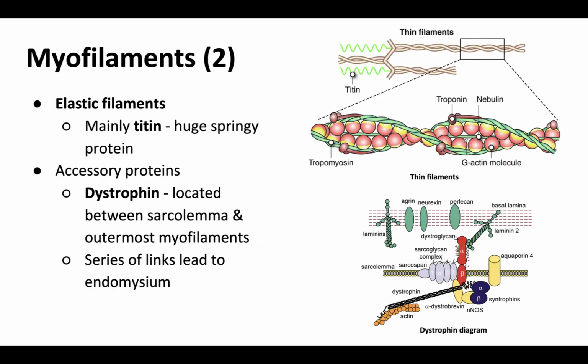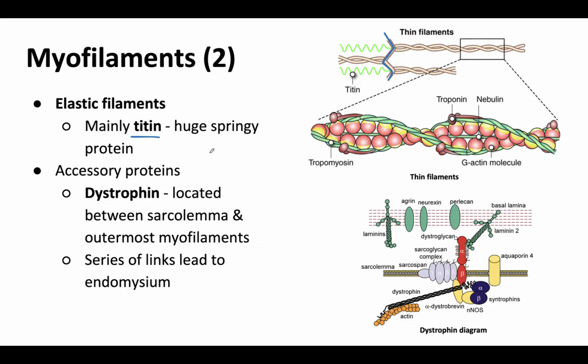So thin and thick filaments are definitely the most discussed, but there are other myofilaments, other proteins we want to make sure we understand. There are elastic filaments that are made up primarily of the huge springy protein called titin. This will run through the core of a thick filament and anchor to structures called a Z disc at one end and the M line on the other. And so it serves to stabilize and center the thick filaments between thin filaments mainly, but it also plays an important role in preventing overstretching.